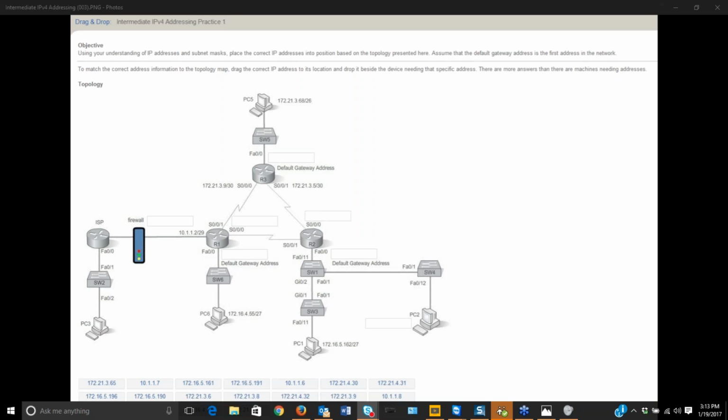All right. The first thing you have to figure out is, I'm just going to start at the top here where it says PC5, and you've got switch 5 here, and you've got a router there that says default gateway address. All righty. Well, keep in mind one thing about routers. Routers host multiple networks.